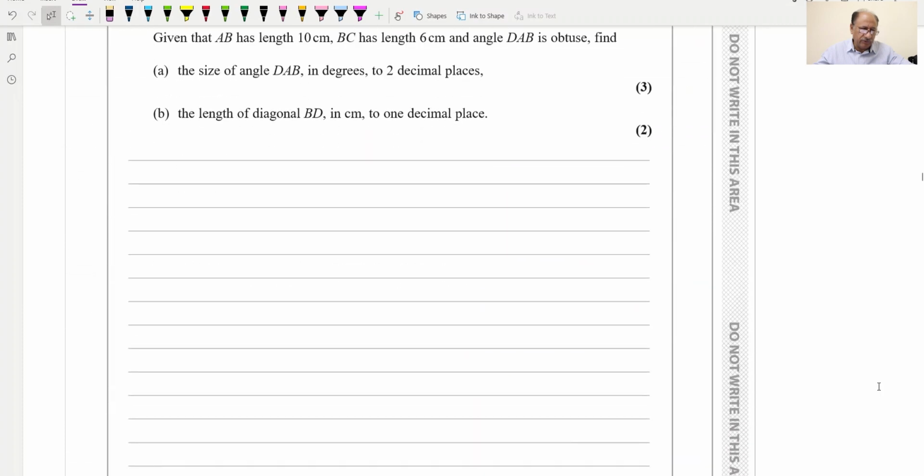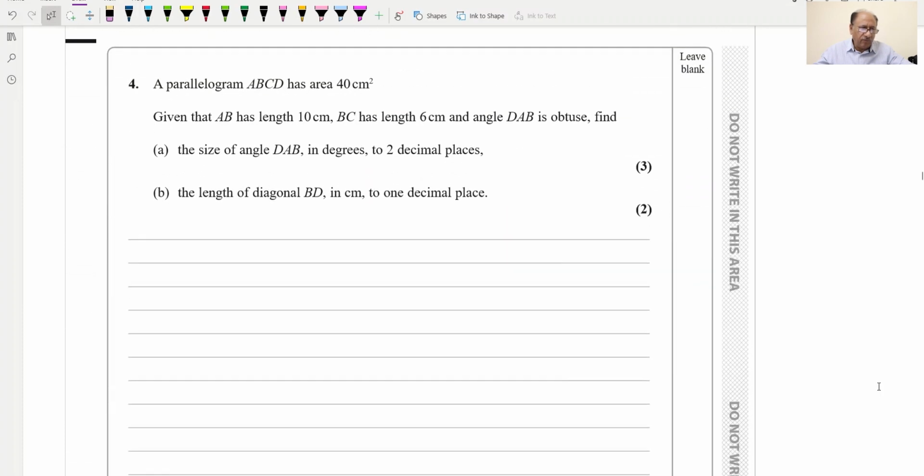Hopefully you understood this. Now question number 4 says a parallelogram ABCD has an area of 40 centimeters squared. Given that AB has length 10 centimeters, BC has length 6 centimeters, and angle DAB is obtuse, find part A: the size of the angle DAB in degrees to two decimal places. This is a 3 mark question which we have to solve.